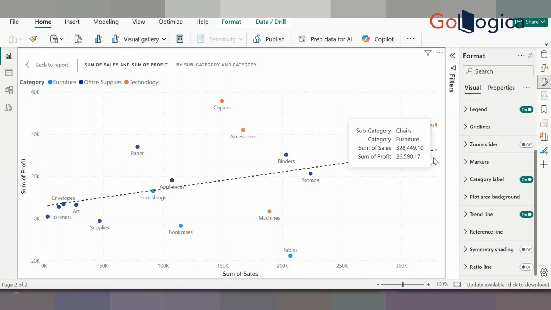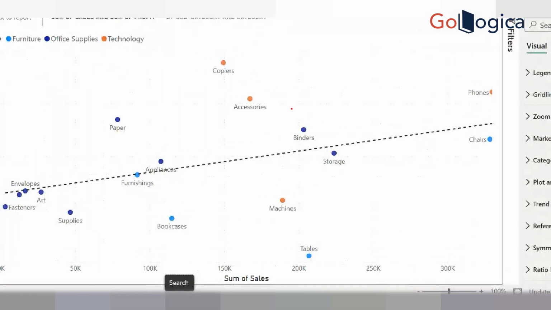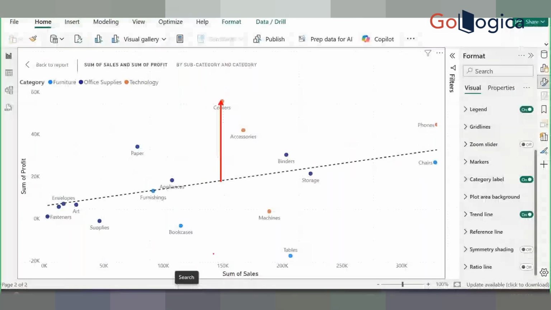You see, phones are above the trend line, they have a good profit, but chairs are below, even though the sales is one of the highest. Low profit. And the more distance a product has above the line, the higher the profit. Even though the sales are very low, the profit is very good. The phones are also above, but the copiers have covered a huge distance from the line, so the copiers have very good profit.